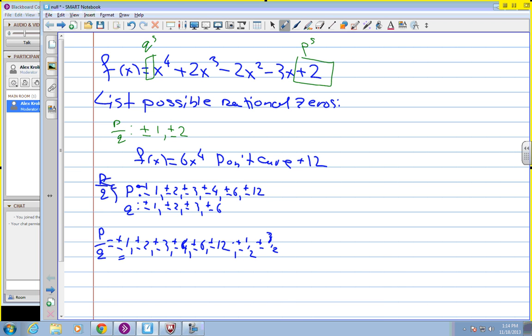4 by 2 is 2, don't need that. 6 by 2 is 3, don't need that. 12 by 2 is 6, don't need that. Now when I start dividing by 3, I get 1/3, so plus or minus 1/3. 2/3. 3 by 3 is 1. 4 by 3 is 4/3. 6 by 3 is 2, don't need that. 12 by 3 is 4, don't need that. And divide by 6: plus or minus 1/6.